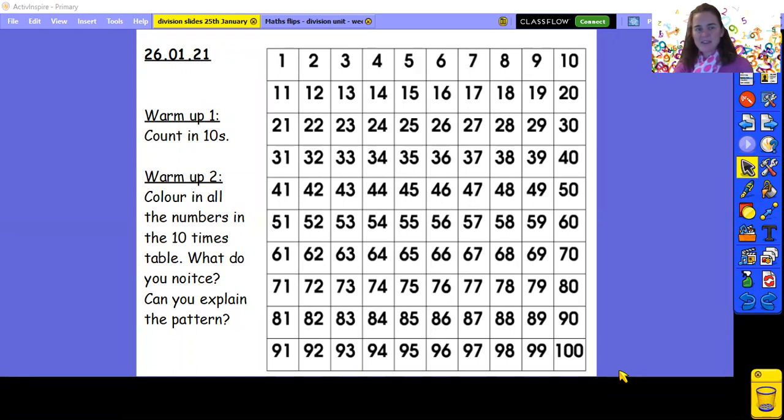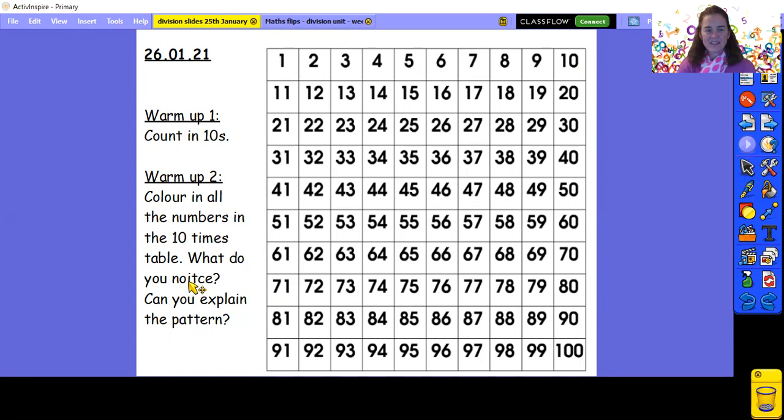Now, before we do that activity, we're just going to practice counting in tens from the number 10 all the way to 100, and we're going to do it forwards and backwards. Okay, let's go. 10, 20, 30, 40, 50, 60, 70, 80, 90, 100, and back again. 100, 90, 80, 70, 60, 50, 40, 30, 20, 10. Well done.